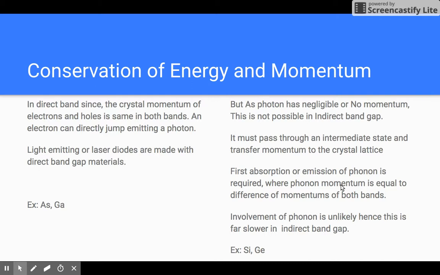In a direct band gap, since the crystal momentum of electrons and holes is the same in the conduction and valence band, an electron can directly emit a photon while jumping into a hole, since both energy and momentum are conserved.